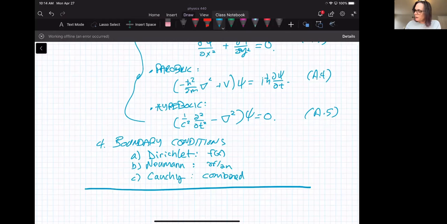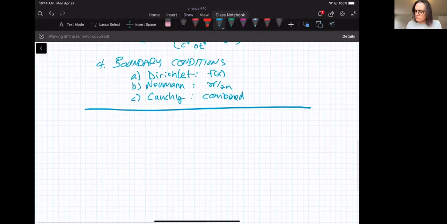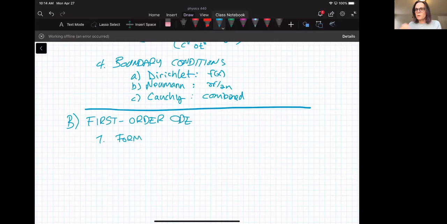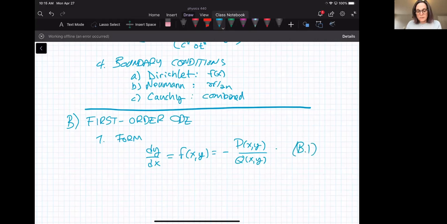That's all set up. So let's get to actually looking at differential equations and start with the ones that you know the best and the ones that you've seen before, that is first order ordinary differential equations. Right? So these have the form, if we're going to follow the convention of your book, that we have dy dx is equal to some function. And we can write this as minus P of x,y over Q of x,y, where P and Q are functions.